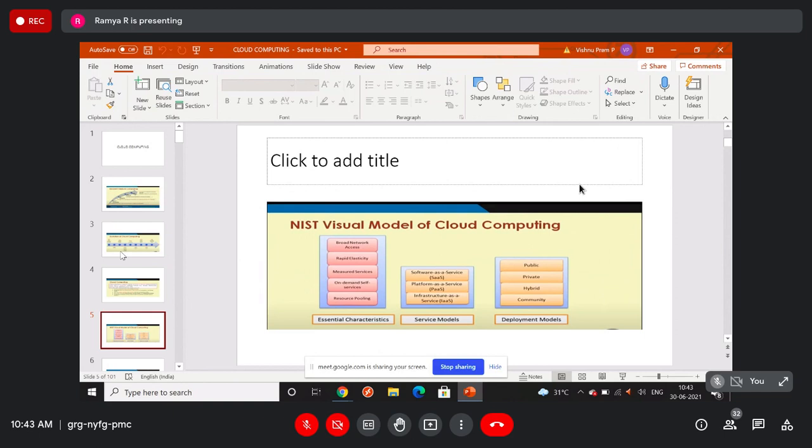Okay, so these are the characteristics: broad network access, rapid elasticity, measured services, on-demand self-services, resource pooling. These are all the characteristics of cloud computing. These are all things we are going to discuss now.